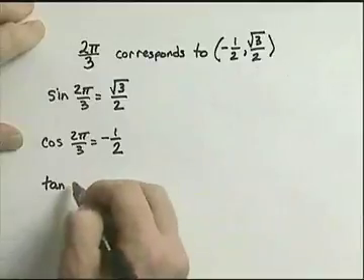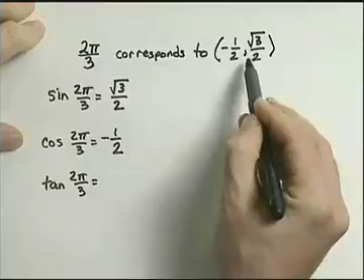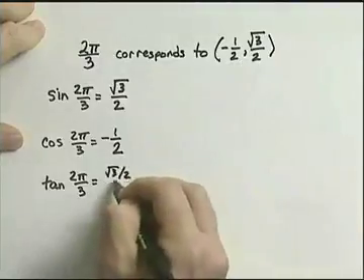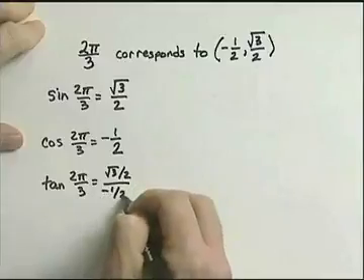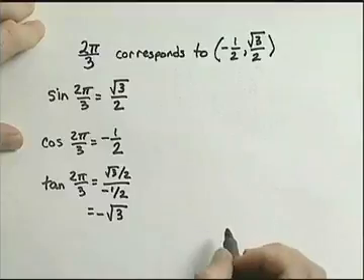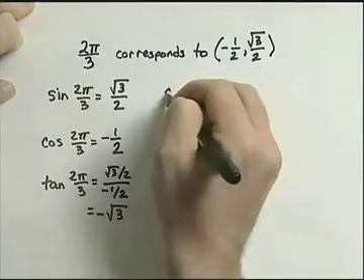The tangent of an angle gives as output the ratio of y over x. So I have the square root of 3 over 2 divided by -1/2, which upon reducing equals negative square root of 3. Now we can do the reciprocal functions.